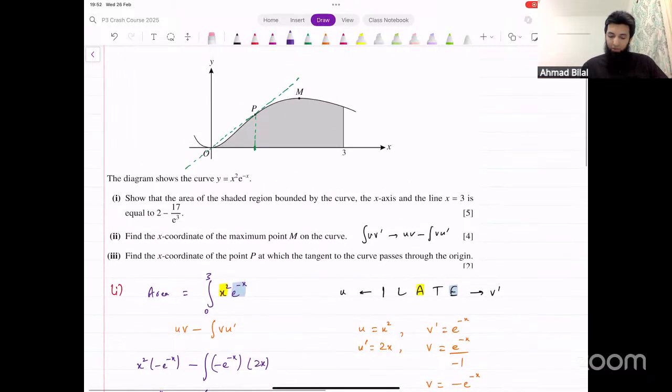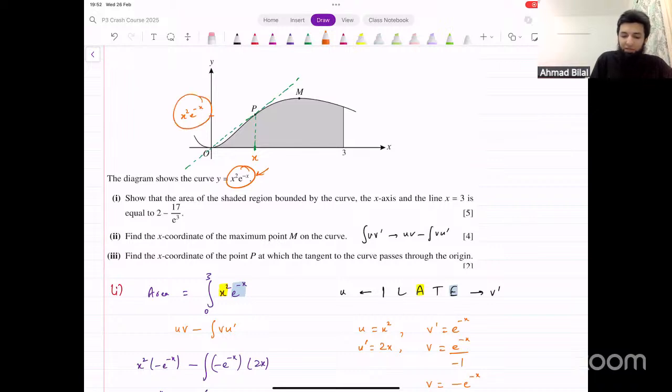Now, what would be the x coordinate of P such that the tangent passes through the origin? Okay, now one thing that I can think of is I can say this point P has some coordinates like this, that it is x and the y coordinate would then be x squared e power minus x, right? That's the y coordinate. If the x coordinate is x, the y coordinate is supposed to be x squared into e power minus x.